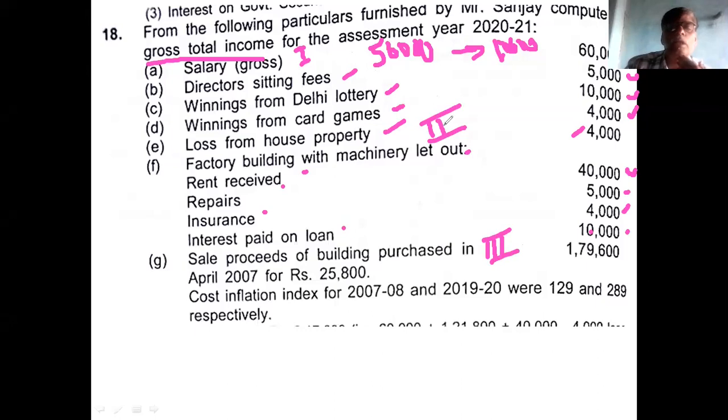So first is salary, second is house property, third is capital gain, fourth is other source. 4 heads incomes are given. So one by one you have to calculate.